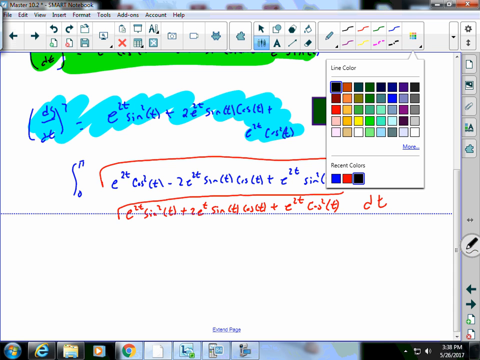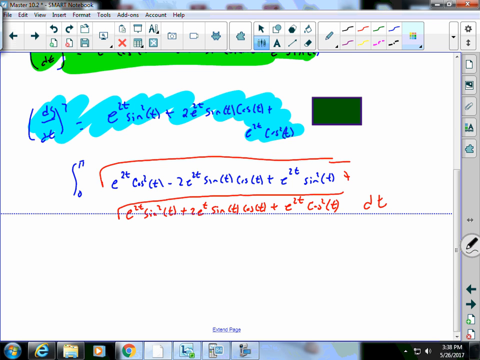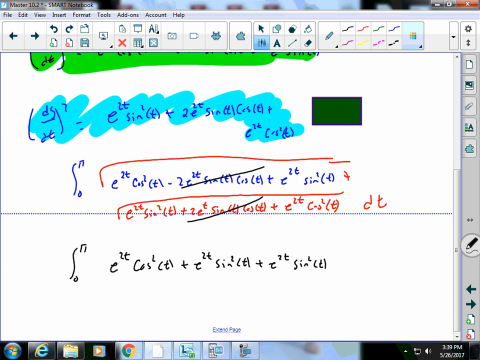And hopefully you notice that I had to break it up in 2 lines because no way it's going to fit. This part will cancel out with this. So now I'm going to rewrite this from 0 to pi all in one line: e to the 2t cosine squared t plus e to the 2t sine squared t plus e to the 2t sine squared t plus e to the 2t cosine squared t, all under this big square root, dt.